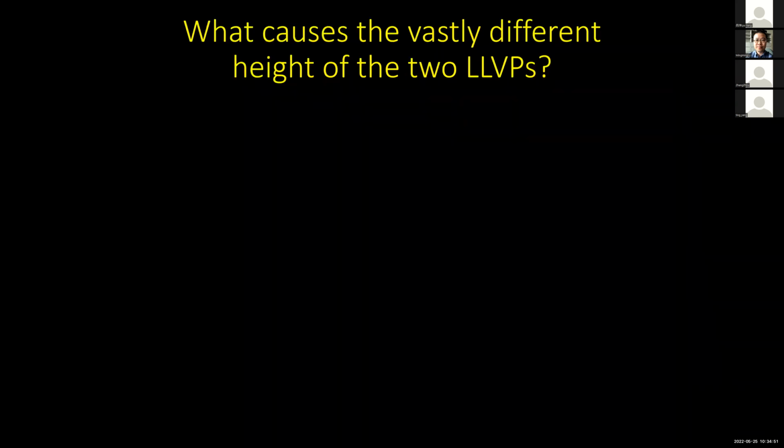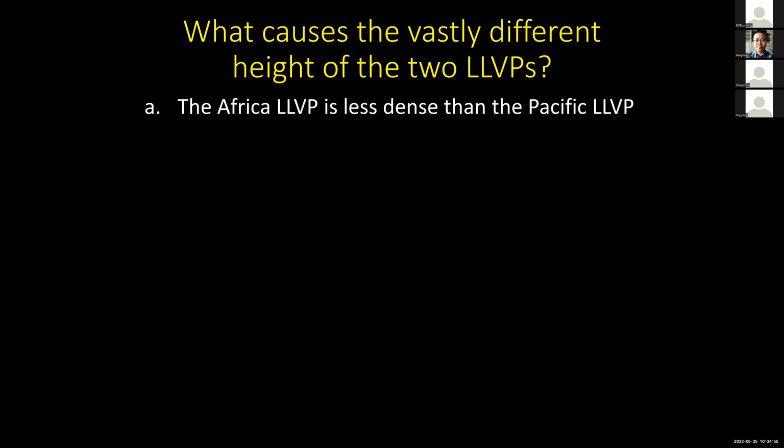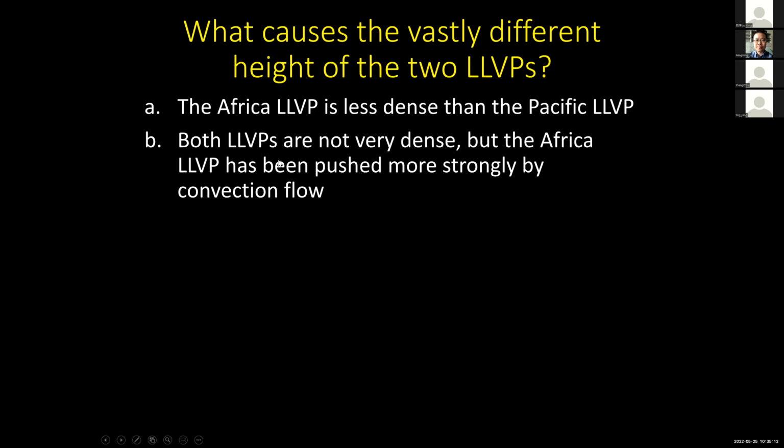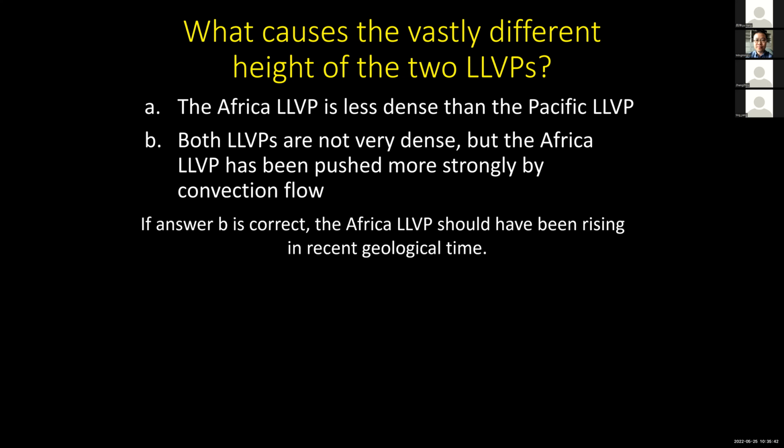So let's go back to the question: what causes the vastly different heights of the two LLVPs? One reason, A, is that the African LLVP is less dense than the Pacific LLVP. This is very obvious: light materials can rise, dense materials rise less. Another explanation, B, is that both LLVPs are not very dense, but the African LLVP has been pushed more strongly by surrounding convergent flow. In my personal opinion, reason B makes more sense, although we cannot exclude reason A. If B is correct, the African LLVP should have been rising in the most recent geologic time.